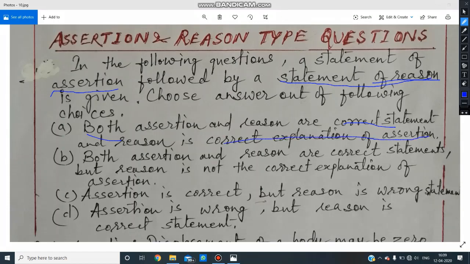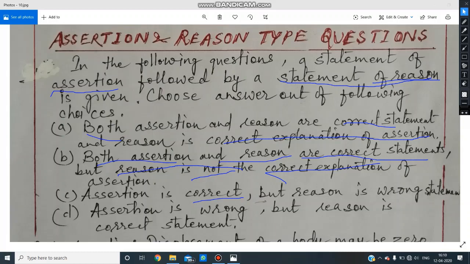Second possibility, both assertion and reason are correct statements, but reason is not the correct explanation of assertion. The third option stands, assertion is correct, but reason is wrong statement. And the final option is assertion is wrong, but reason is correct.